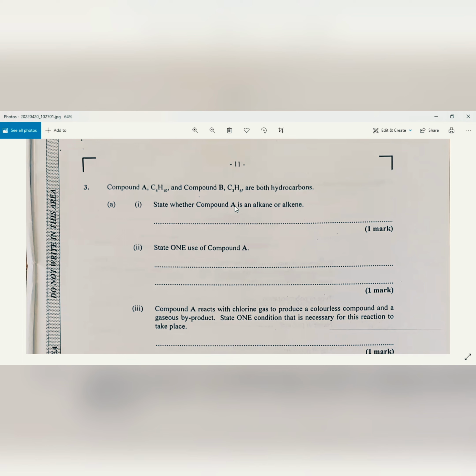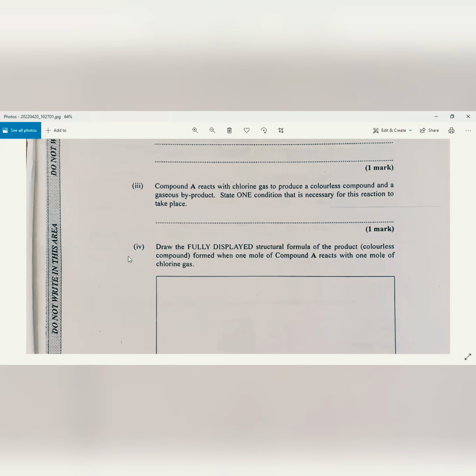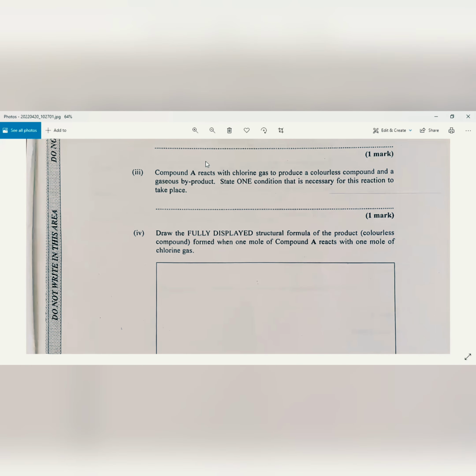Now, compound A is an alkane. For it to react with chlorine, it must take place in light. Okay, so light is necessary for that to occur. And that is really what you need as your answer there. Then it says, draw the fully displayed structural formula of the product, the colorless compound formed when 1 mole of compound A reacts with 1 mole of chlorine gas. So basically, you have C4H10, right? So it's 4 carbons in a chain, like that.